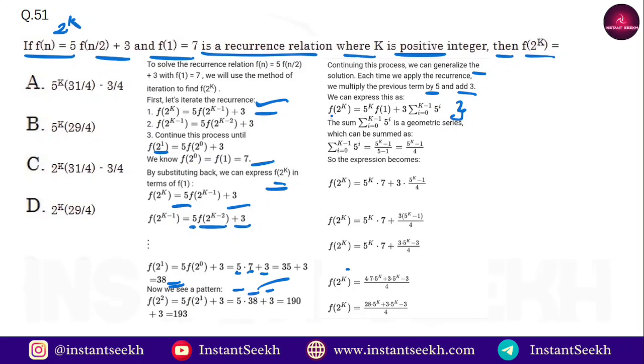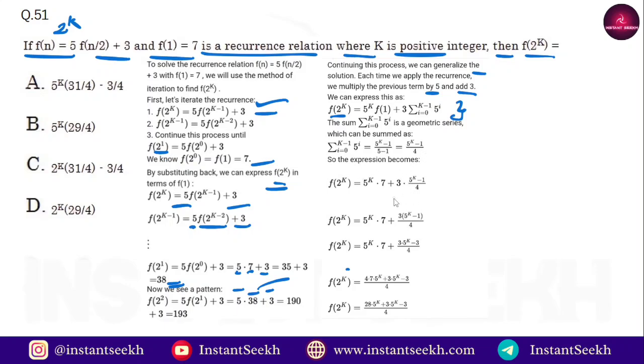Where f of 2^k will be equal to 5^k f of 1 plus 3 into the summation of i from 0 to k minus 1 of 5^i. This summation is a geometric series, and it can be summed as given below: the summation of i from 0 to k minus 1 of 5^i equals (5^k minus 1) divided by (5 minus 1). So that is (5^k minus 1) divided by 4.